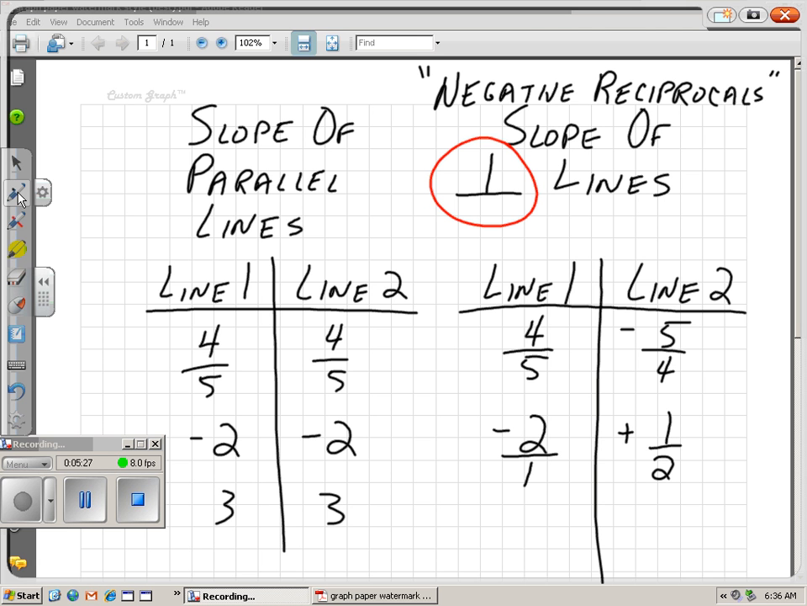I'm going to go ahead and put a positive there. You don't have to put a plus there, but just to get the point across, they have to flip the fraction and be opposite signs. That's what negative reciprocal means. And finally, if I have a slope of 3 for my first line, and I want to know what the slope of the perpendicular line is, just make it a fraction, flip it over, and make sure they're opposite signs. That's what negative reciprocal means.